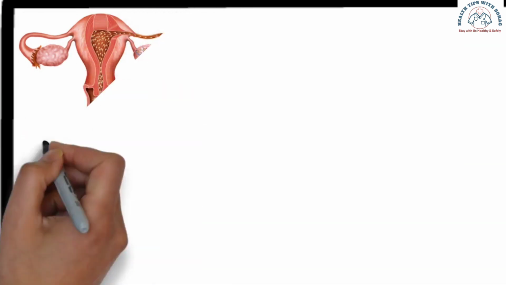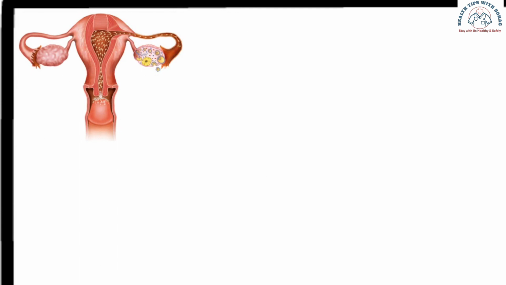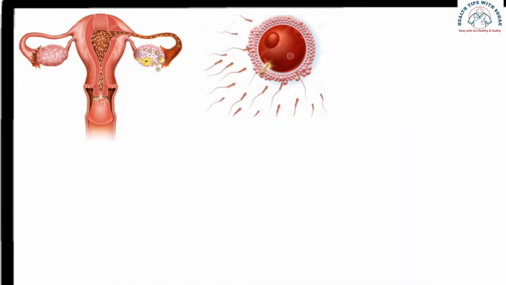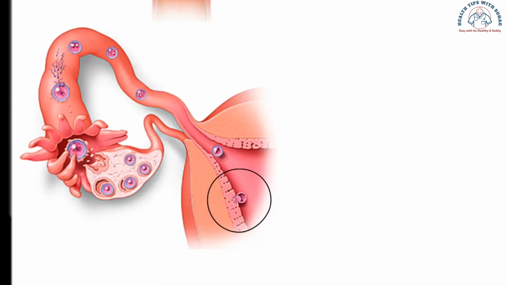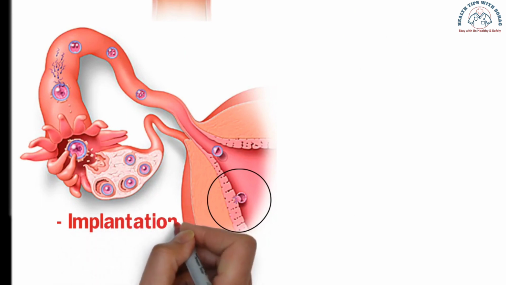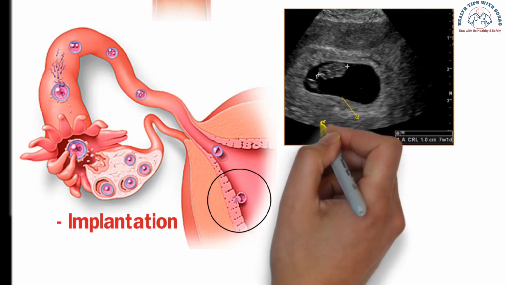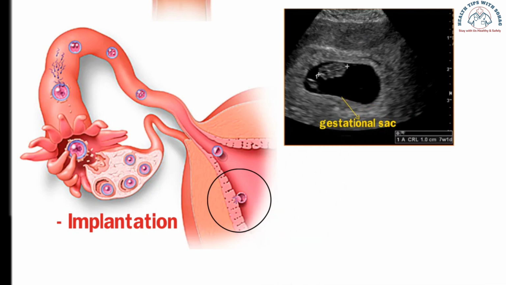When intercourse happens during ovulation, the male sperm meets the female egg, creating an initial cell. This cell then attaches to the inner lining of the uterus called the endometrium in a process known as implantation. After implanting in the uterus, the first structure formed is the gestational sac. Inside this gestational sac, the cell continues to grow.